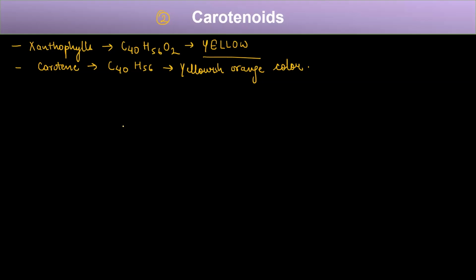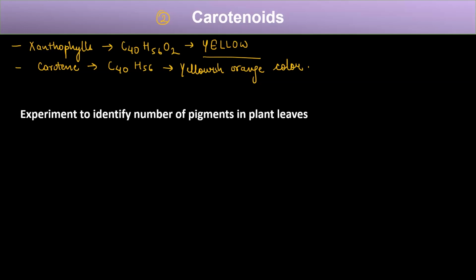Now, how did the scientists know that the higher plants consist of only these pigments and not the others? How did they know that it does not consist of chlorophyll C, D, right? Phycobilin. So what experiment was performed to identify the number of pigments that are present in plant leaves? The experiment that was performed is known as paper chromatography.